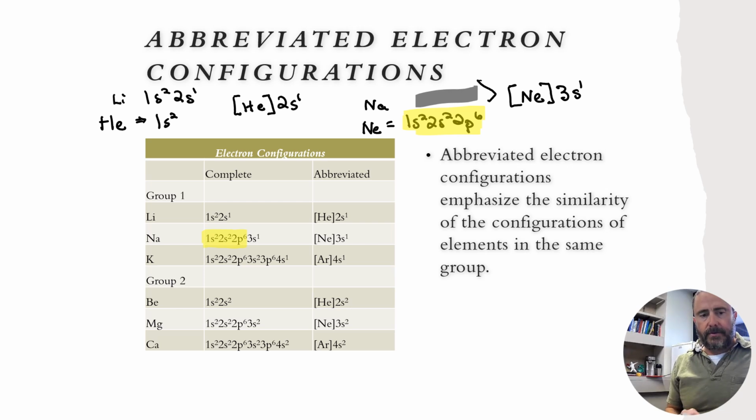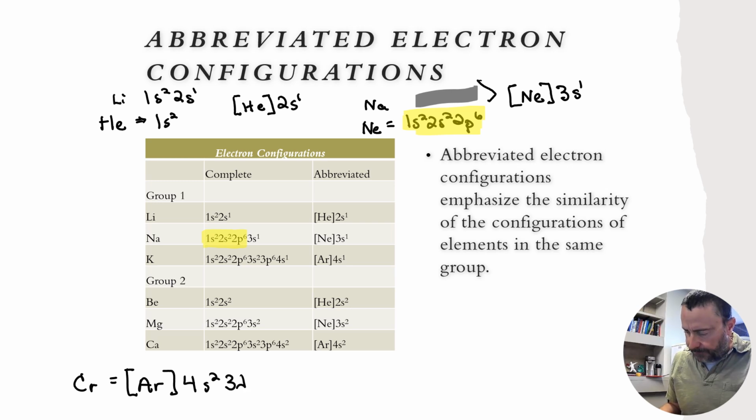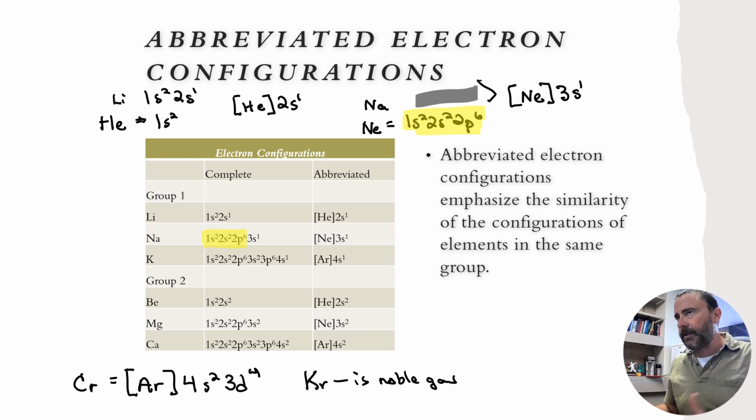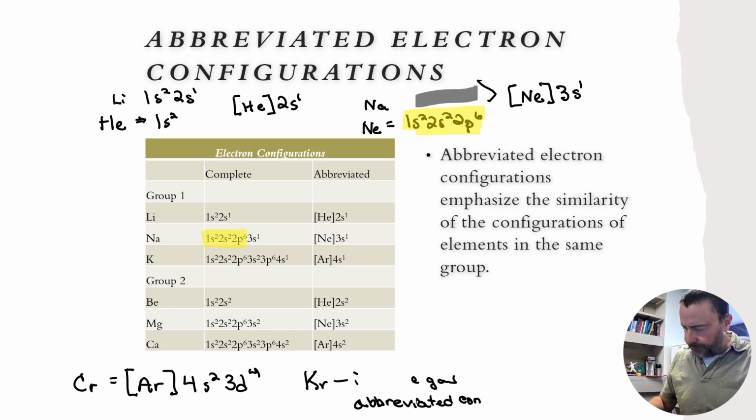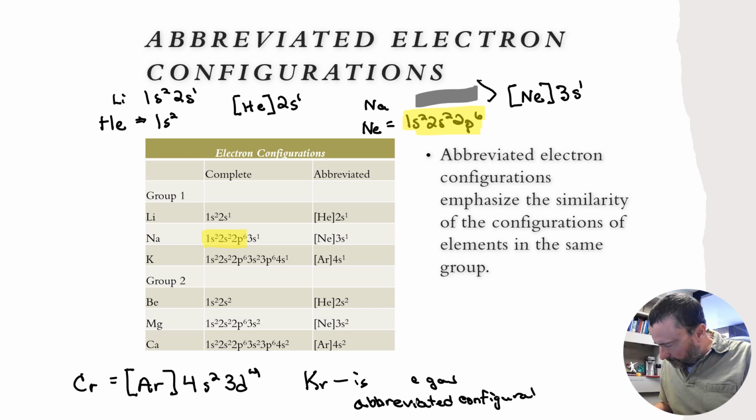All right, so if we went back to the ones on our previous slide, we could have our chromium has the electron configuration the same as argon, plus a 4s2 and a 3d4. Or krypton, well, krypton is a noble gas. There's really no abbreviated configuration, so you really have to write the whole thing out.